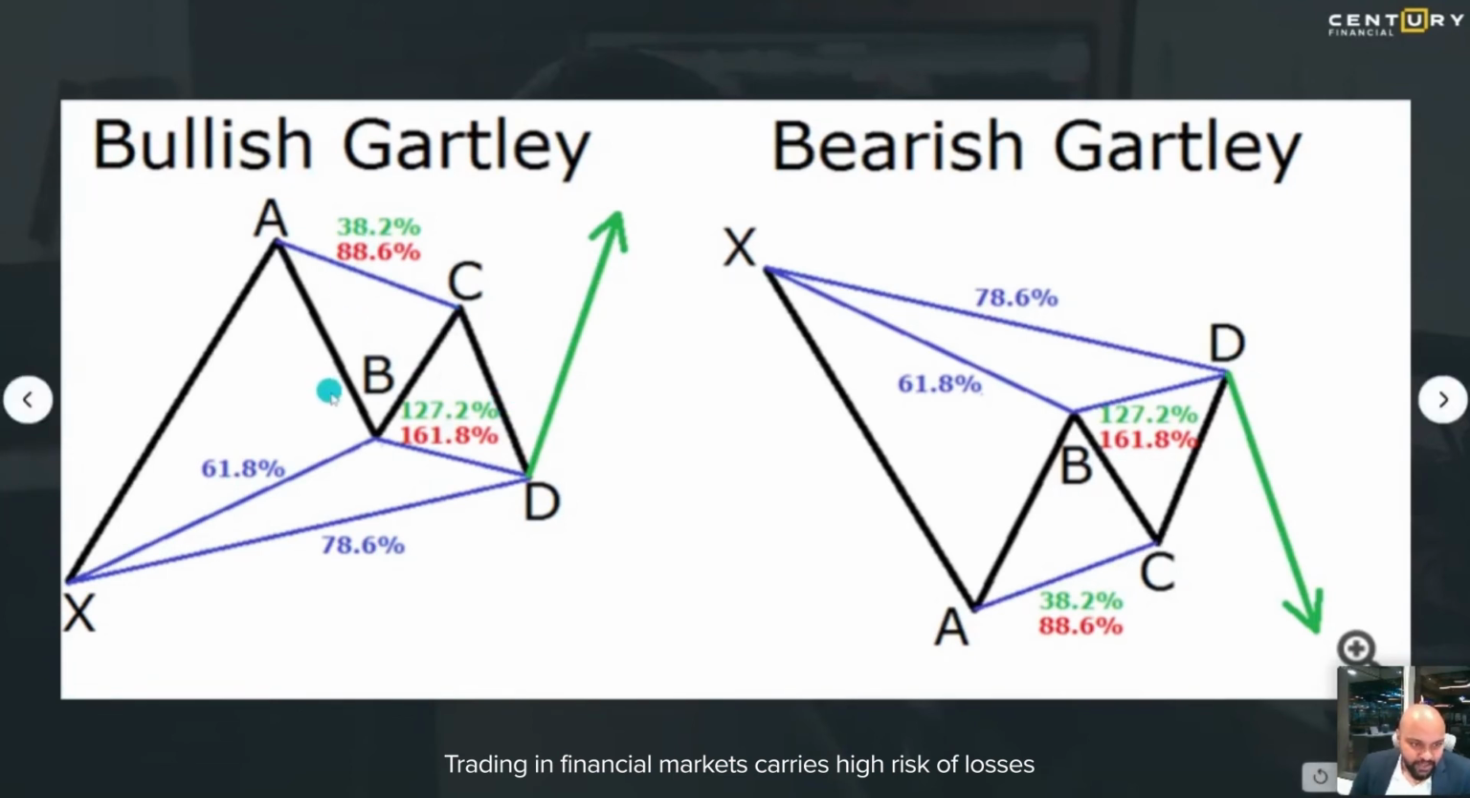Now coming back to A and B, if the price goes back to between 38.2 and 88.6, then your X, A, B, and C has been confirmed.